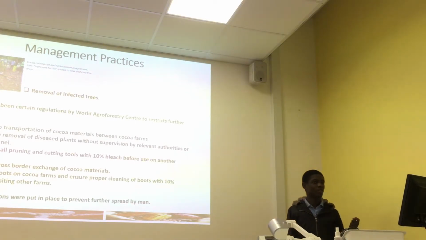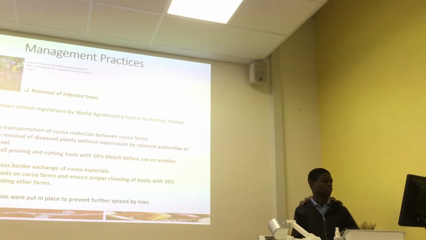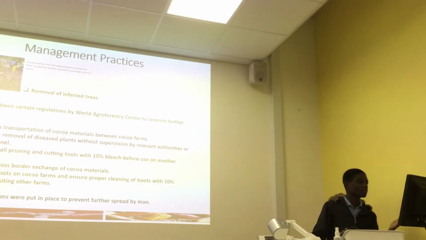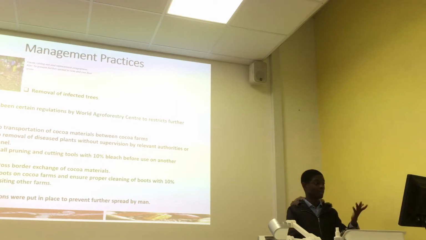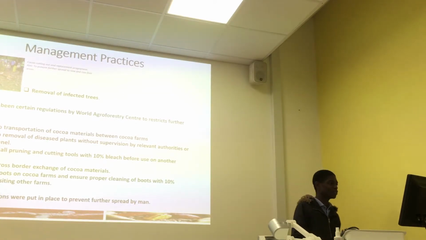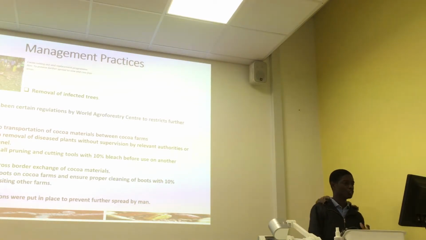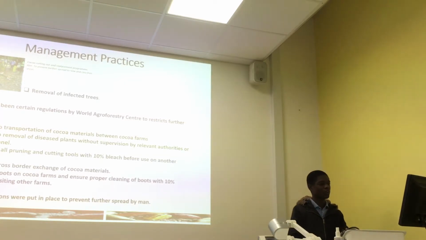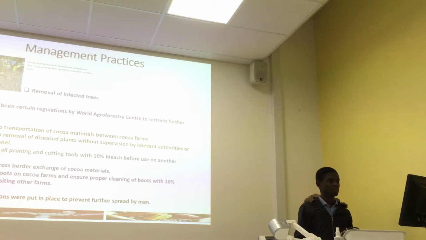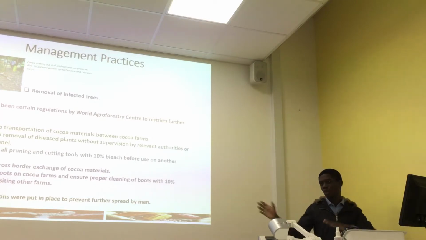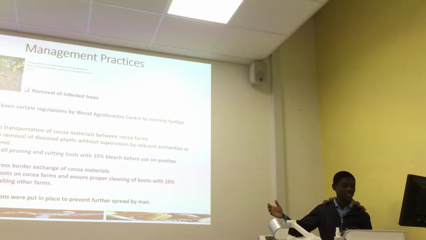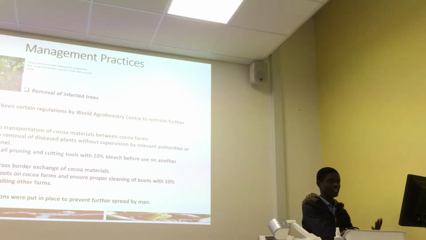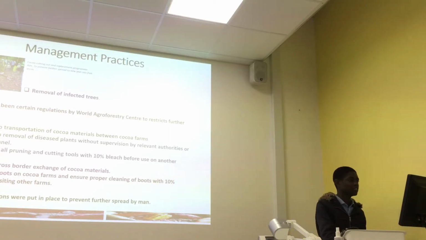this disease. Part of the regulation includes restriction to transportation of cocoa material between cocoa farms, restriction to removal of diseased plants without supervision by relevant authority or trained personnel, then sanitization of pruning and cutting tools with 10% bleach before use on another cocoa farm, and then restriction to cross-border exchange of cocoa materials. And also the use of rubber boots is recommended on cocoa farms so as to ensure proper cleaning of boots before visiting another farm. These things were put in place to avoid further spread by man. As we all know, man is also a vector of this disease.